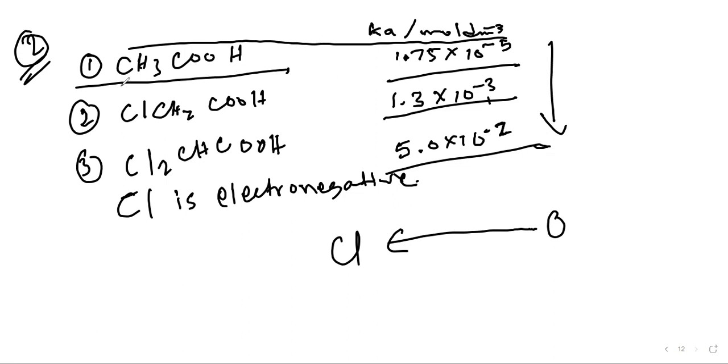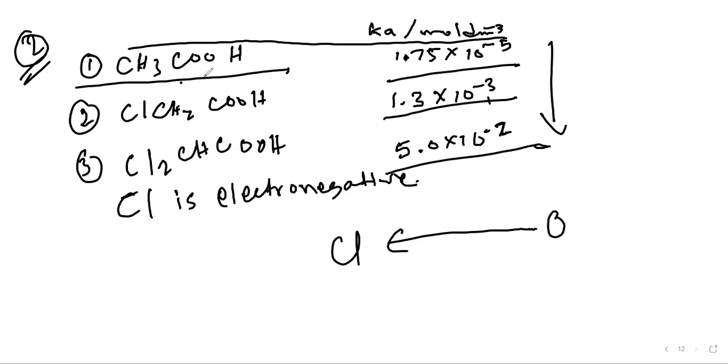There is an electron donating group, which is this alkyl group. There are also alkyl groups present. Those are also electron donating groups, but the pulling power of the chlorine atom, the pulling energy of chlorine, is much stronger than the electron donating groups.